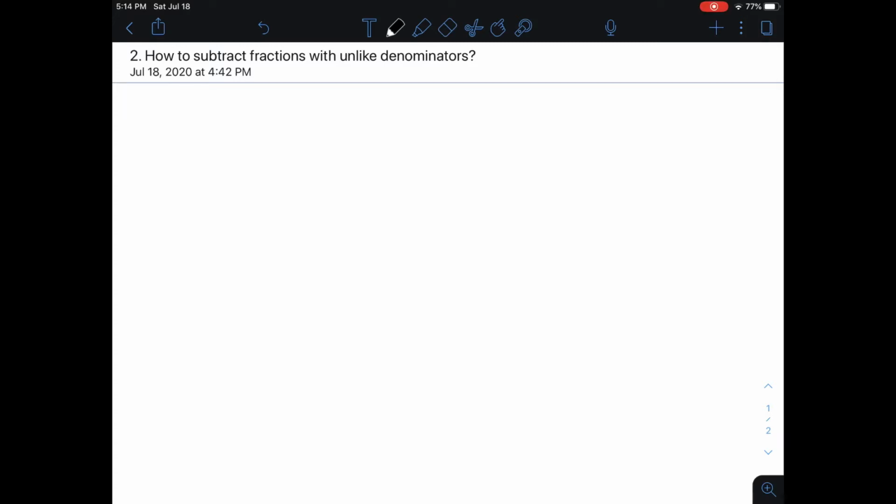Hi guys, in today's video we'll be going over how to subtract fractions with unlike denominators. The steps are pretty similar to adding fractions. You can check that out in my previous video.